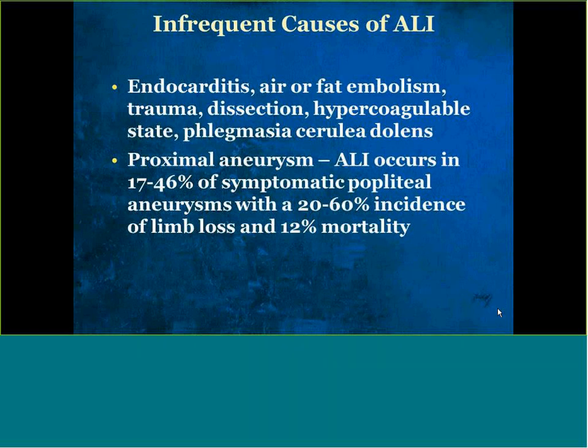Proximal aneurysms, so we just talked about this. Acute limb ischemia can happen from a popliteal aneurysm. The clot in the aneurysm embolizes into the popliteal vessel.